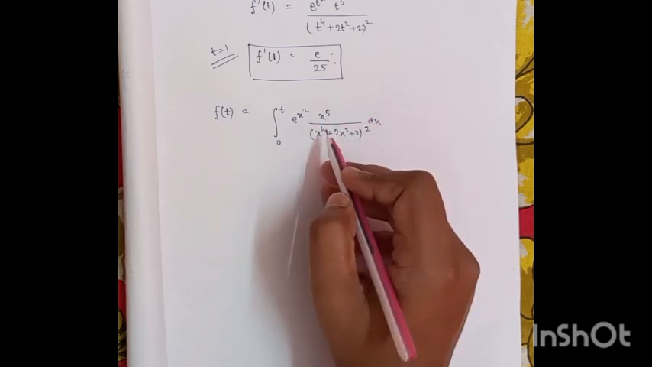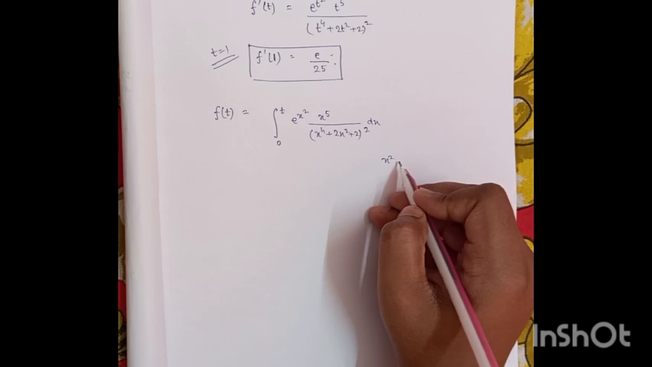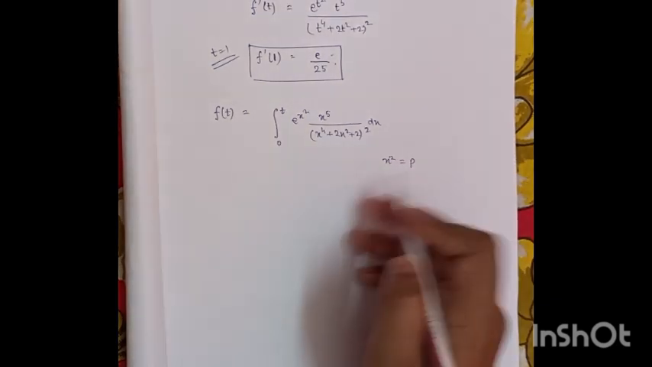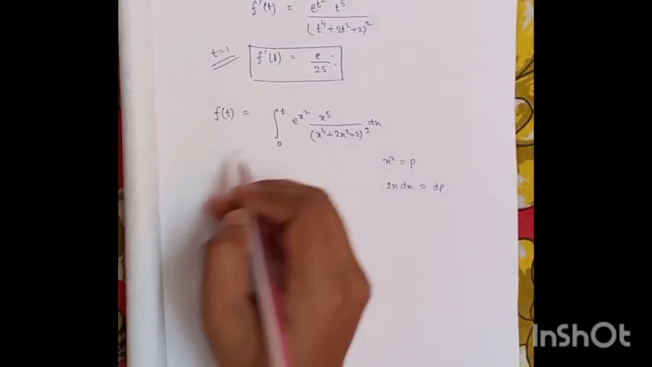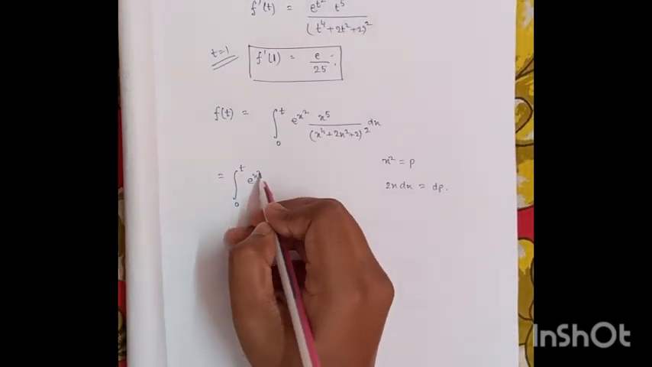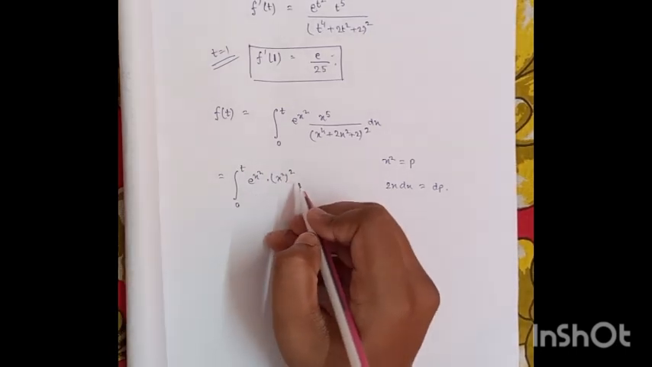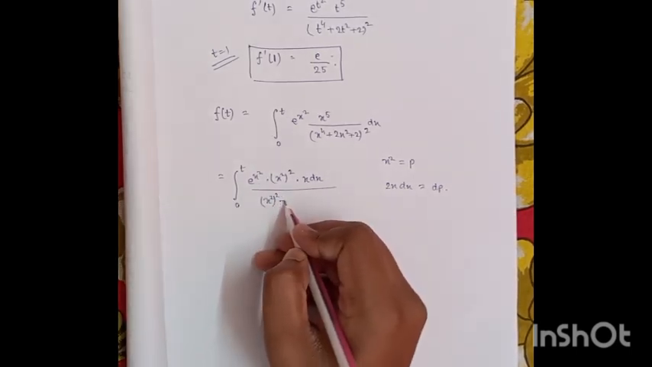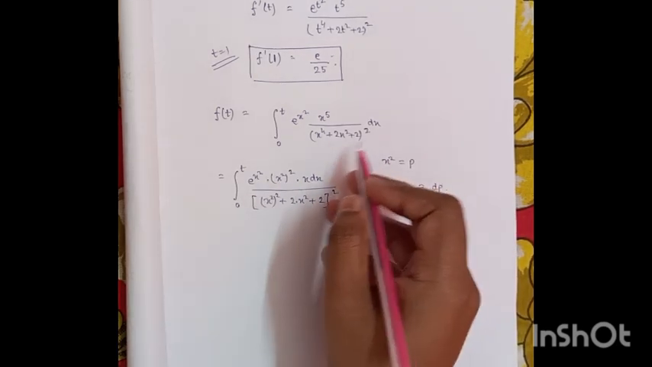Now here we have to solve this integral by substituting x square equal to some variable, let's say p. So 2x dx will become dp. So we can write this integral as integration 0 to t of e to the power x square into x square, and whole square of that, into x dx over x square whole square plus 2 times x square plus 2, and the whole square of the denominator.